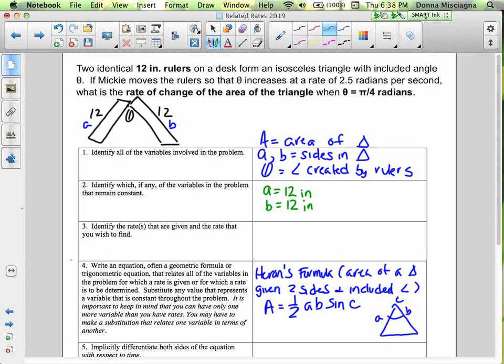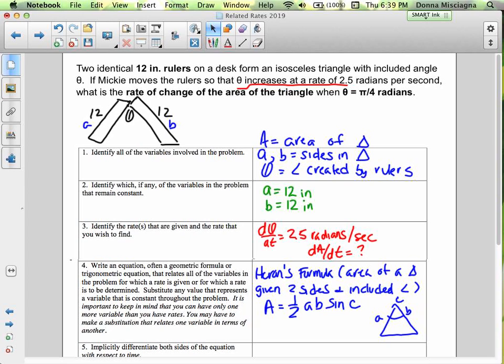Identify the rates that are given and the rate you wish to find. So we are given d theta dt. Theta increases at a rate of 2.5, so d theta dt is 2.5 radians per second. We want, so I'll squeeze it in there, dA dt. That's what we're looking for, the rate of change in the area.